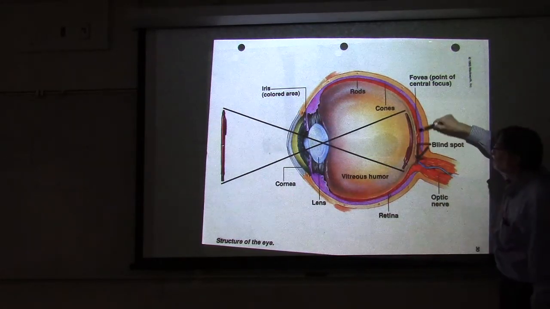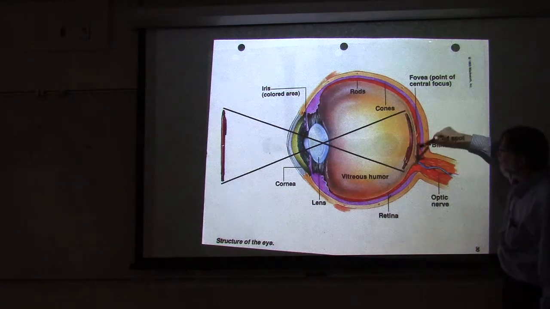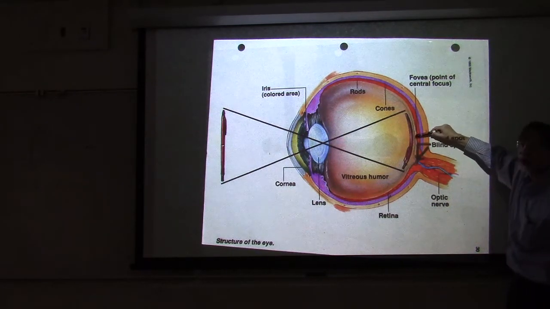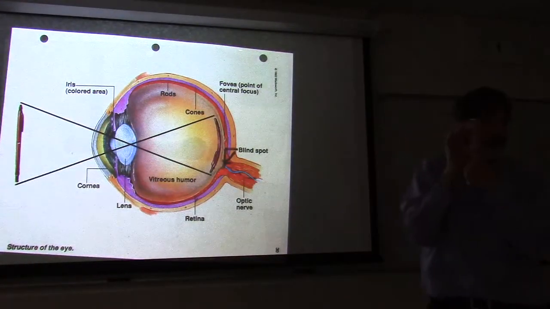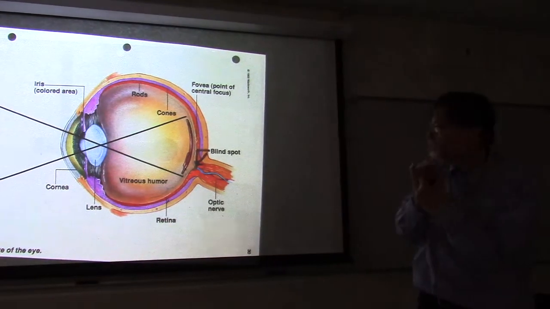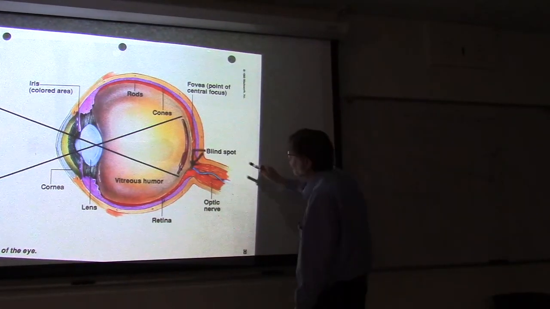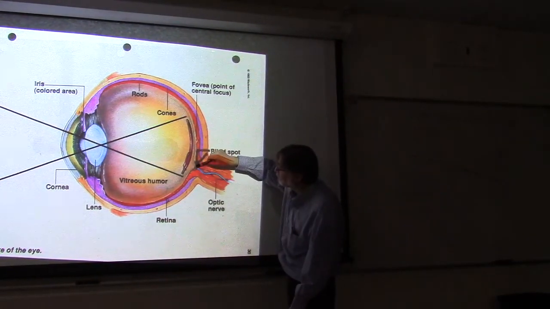Higher density of cones around in here near the fovea. Now when you're looking directly at something, it's being projected right onto the fovea. That's right behind the point where you're looking. The diagram here mislabeled where the blind spot should be.